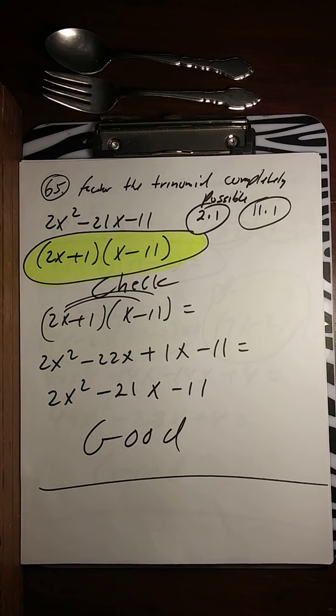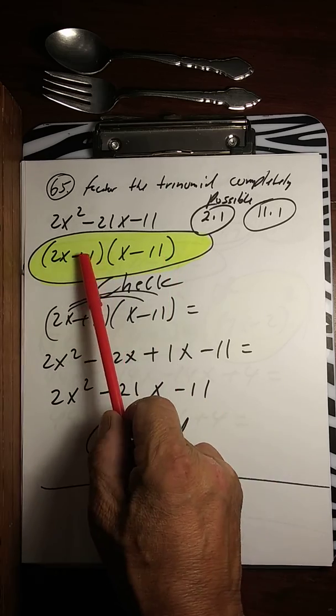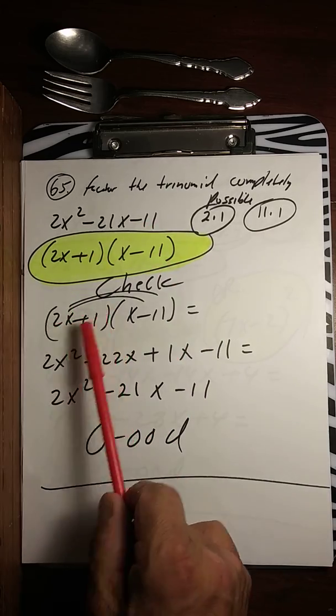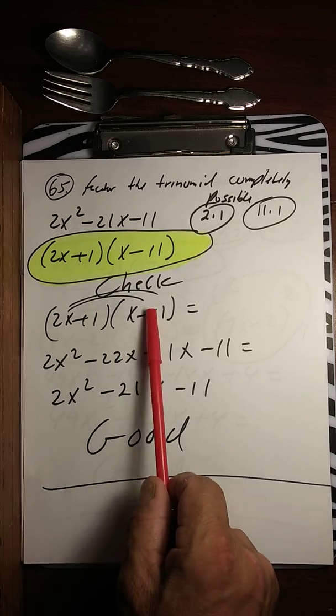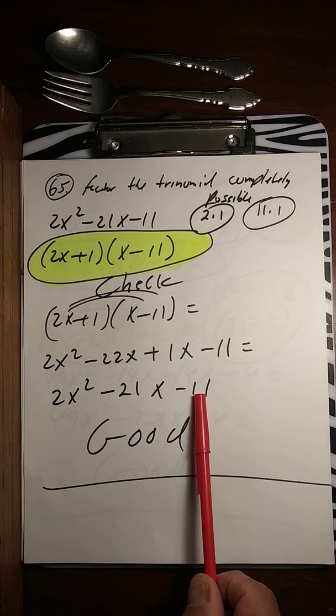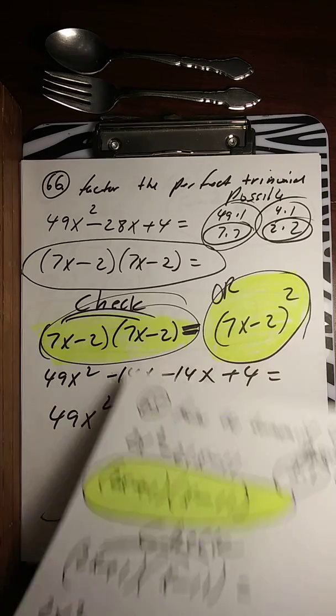Factor the trinomial completely. So we have this is our guess. 2x plus 1, x minus 11. Let's check it. That times that is 2x squared. That times that is 22x. And that times that is 1x. That times that is negative 11. 2x squared. This and this is going to be negative 21x minus 11. That's it. We're done. Does it work? Yes, it works.